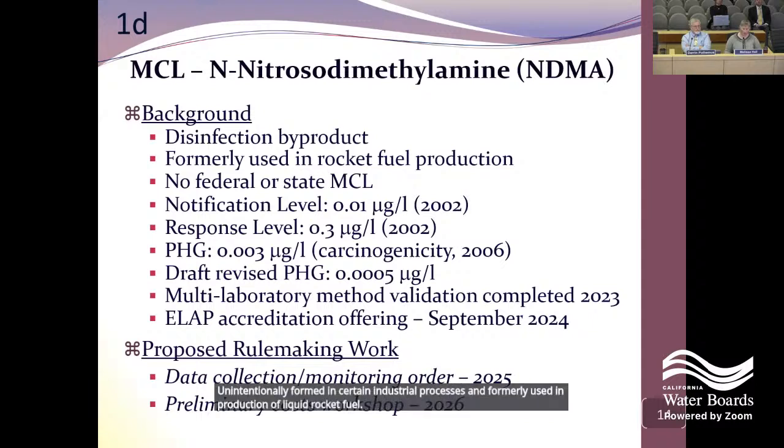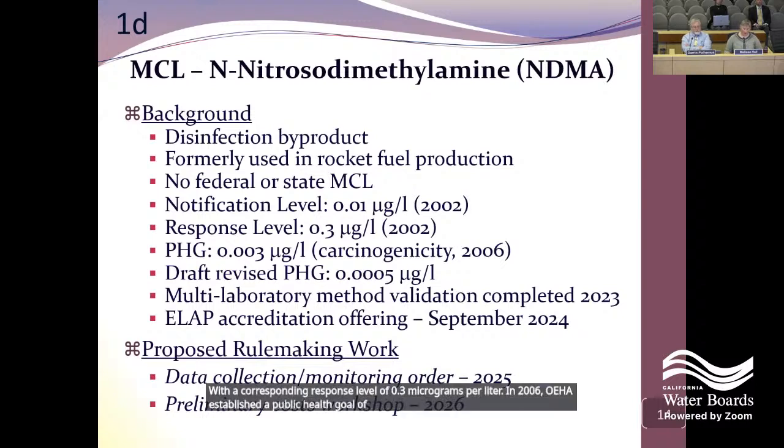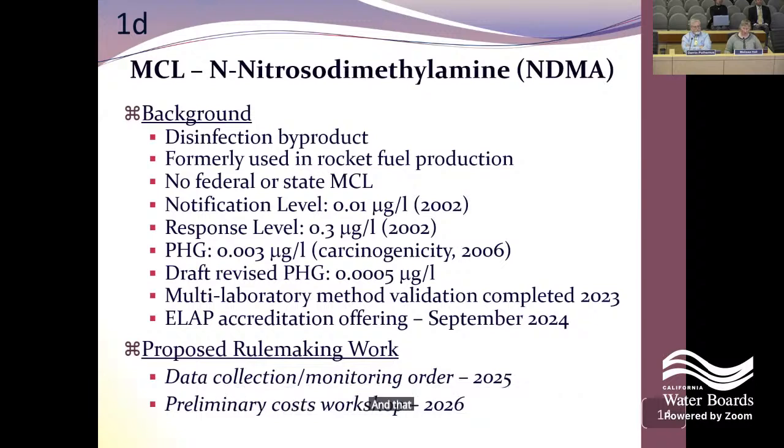While there's currently no federal or state drinking water standard for NDMA, California's initial 1998 notification level was revised to its current 0.01 microgram per liter concentration in 2002, with a corresponding response level of 0.3 micrograms per liter. In 2006, OEHHA established a public health goal of 0.003 micrograms per liter based on carcinogenicity, and that PHG is currently under review with a draft revised value approximately an order of magnitude lower than the present value.